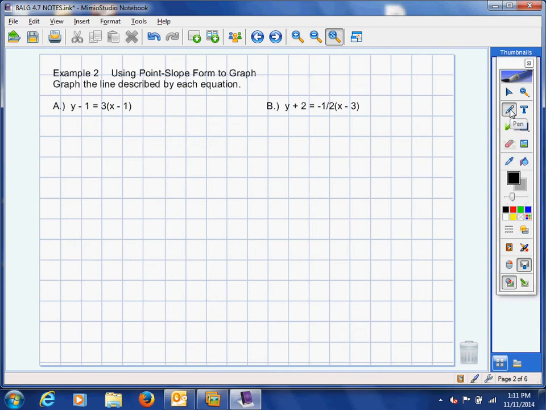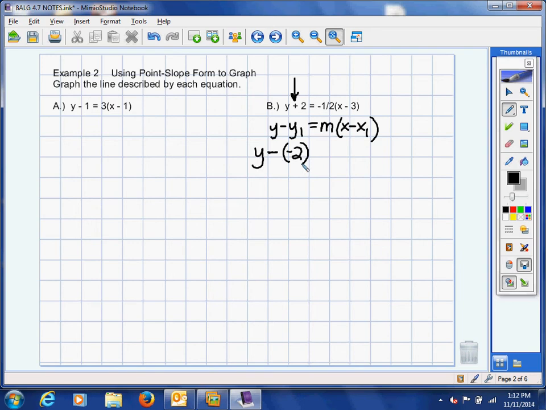Let's look at letter B now. y plus 2 is equal to negative 1/2 times the quantity x minus 3. So we have y minus y1 equals m times the quantity x minus x1. Now, the problem we run into is that our problem doesn't say y minus a number. Our problem says y plus a number. That's easily fixed. You can always change addition back into subtraction and subtraction back into addition. They are interchangeable, okay? y plus 2, another way of writing that is y minus a negative 2.